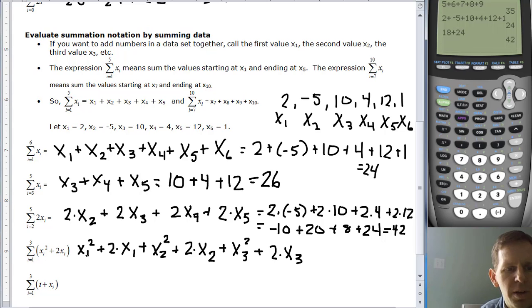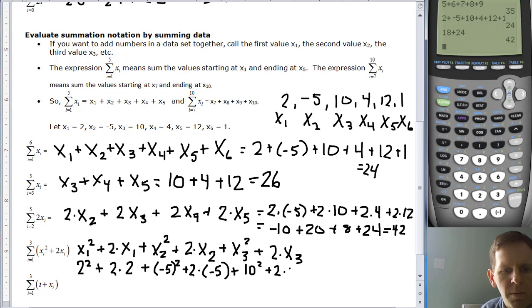Now we're going to substitute. X sub 1 was equal to 2. So this is going to be 2 squared plus 2 times 2. X sub 2 is negative 5. Whenever we do substitution with negatives, I think it's smart to put the negative in parentheses. So we have negative 5 squared plus 2 times x2, which is again still negative 5. Plus x sub 3 is 10, so this is going to be 10 squared plus 2 times 10.